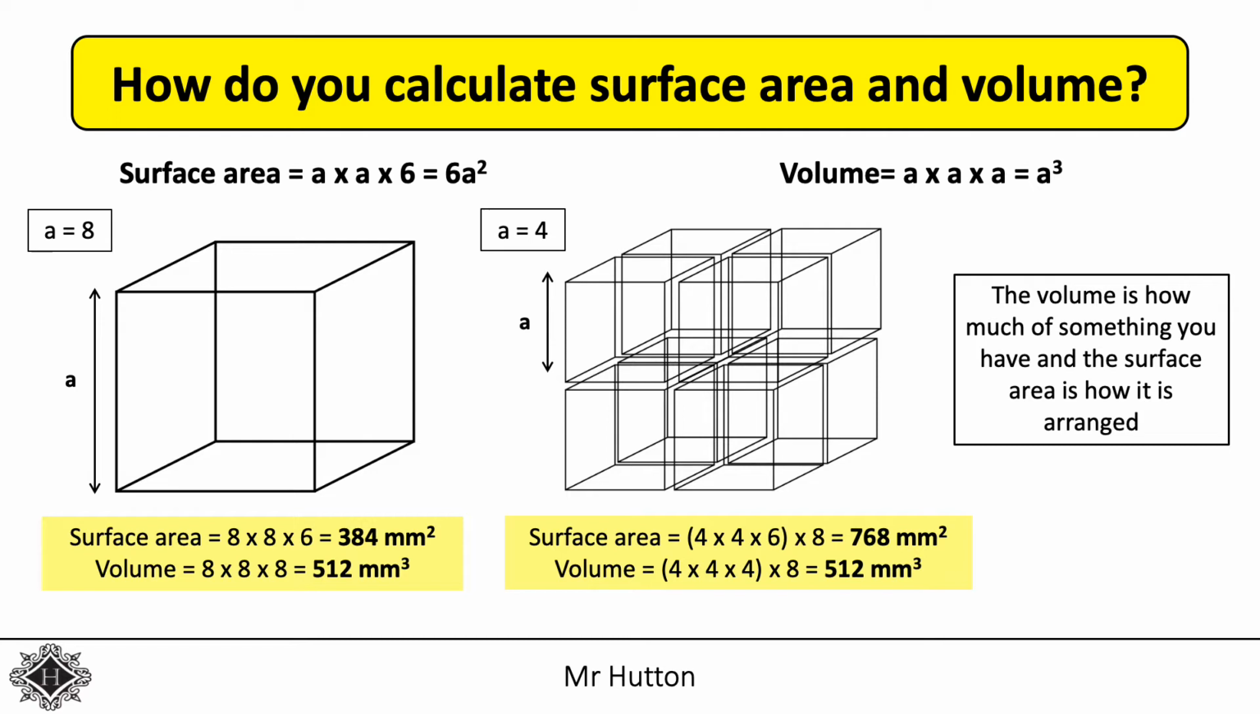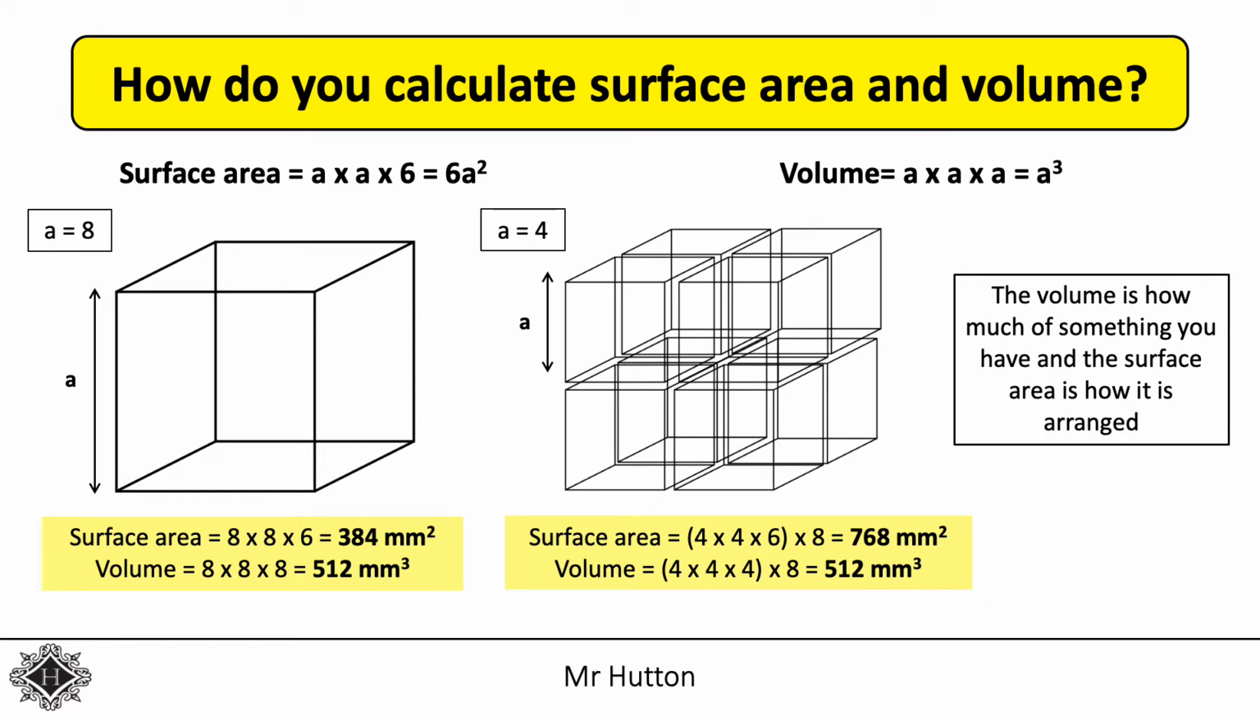So for surface area, now we do 4 times 4 times 6, and that will give us the surface area of one of those cubes. Because there's 8 of them, we then times that by 8, and the new surface area that we've got exposed is 768 millimeters squared.